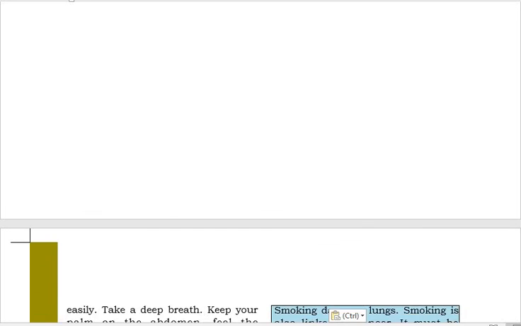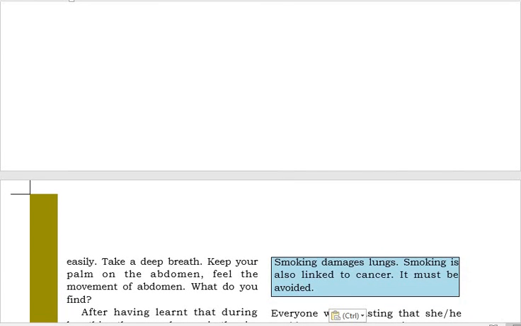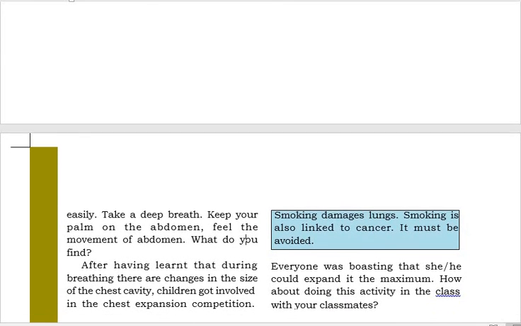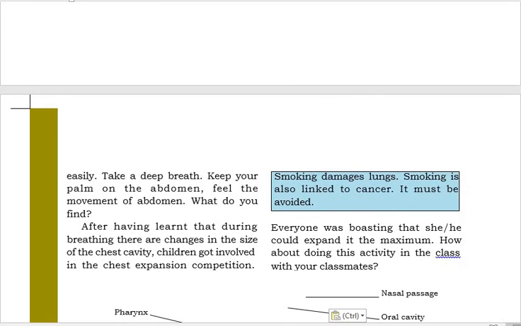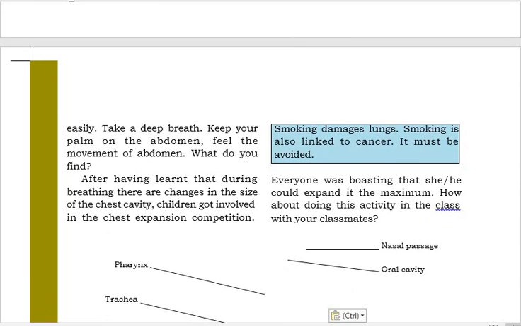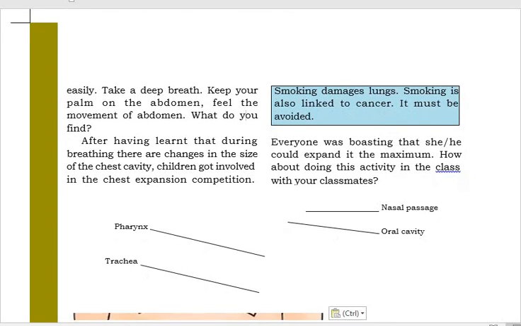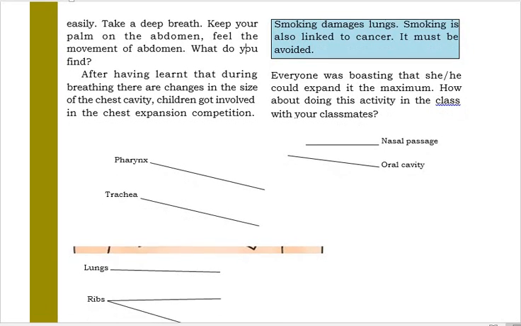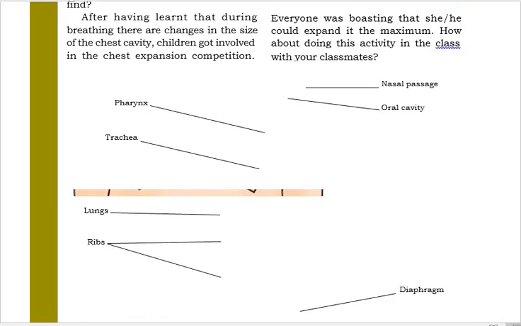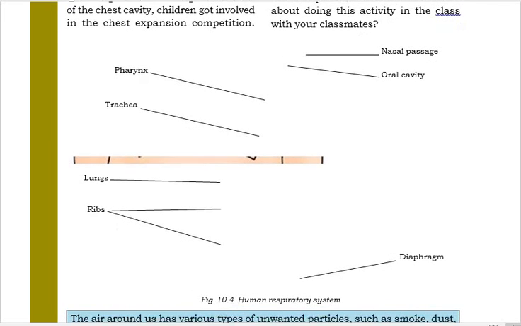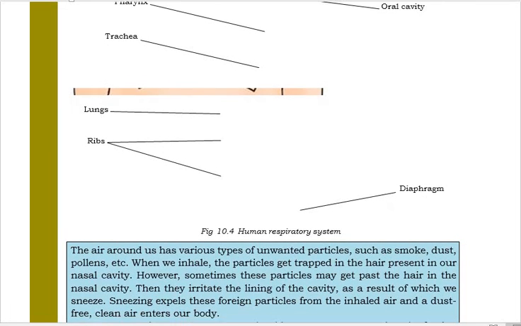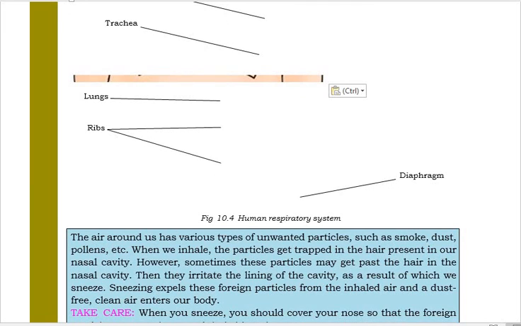Now, the air around us has various types of unwanted particles, such as smoke, dust particles, pollen grains, etc. When we breathe in, the particles get trapped by the hair present in our nose or nasal cavity. However, sometimes these particles may get past the hair in the nasal cavity. This may irritate the lining of the cavity.